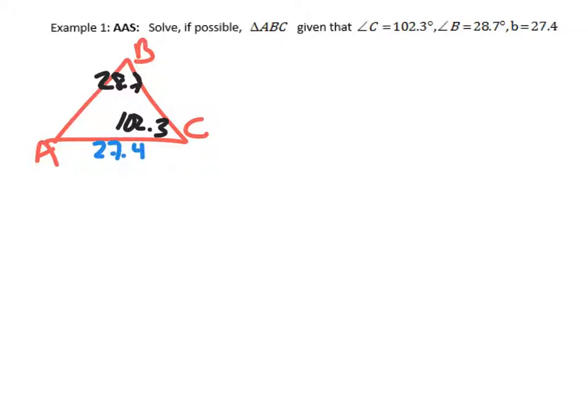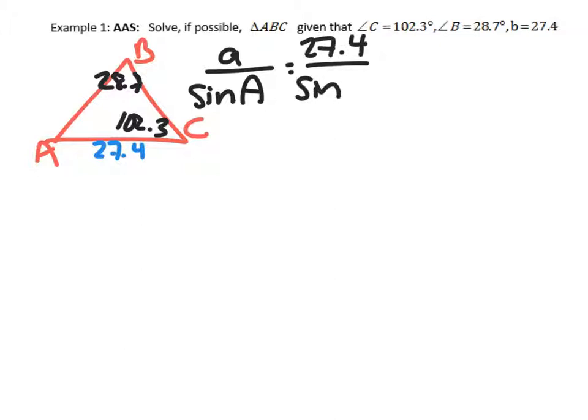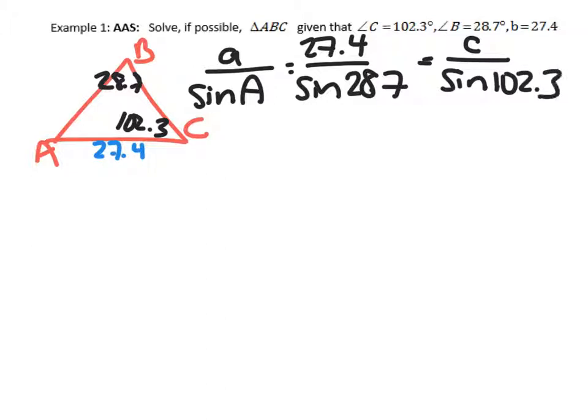So when I set it up in law of sines, I don't have angle A. I have little b and I do have angle B. I don't have little c, but I have angle C. So the things that I need to find are angle A, little a and little c.